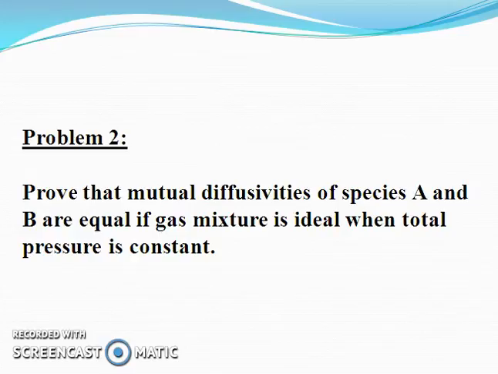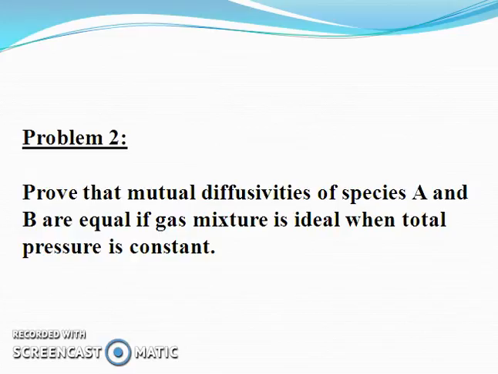I'll be now explaining the applications of the diffusion problem. This is a case where we are going to apply the concepts that we have learned till date. The problem, which is an extended version and requires the application of the earlier understanding, requires us to prove that the mutual diffusivities of species A and B are equal if the gas mixture is ideal when the total pressure in a system is constant.